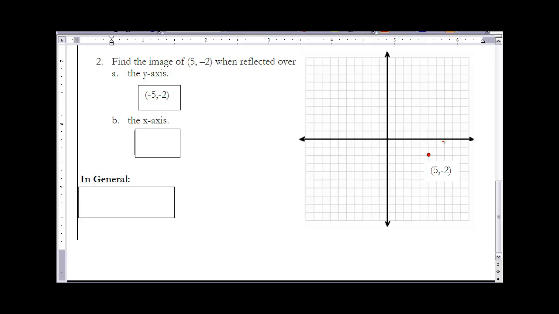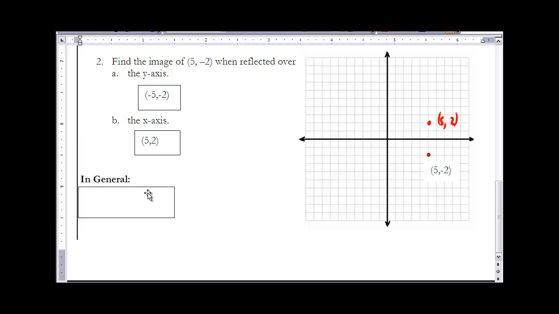Okay? Well, here's my x-axis. So once again, the distance from the point to the x-axis has to be exactly the same as the distance from the x-axis to the image point. So this would have to be my point, which would be 5, +2. And notice how now instead of the x values changing, the y values changed, and the x values remain the same. So this would be my image point, or excuse me, 5, 2. I'm sorry. So these are the answers to part A and part B.